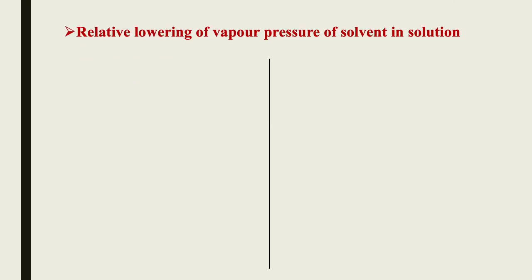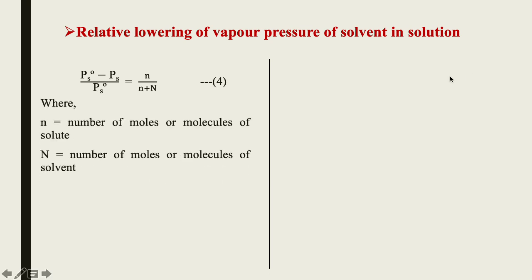Relative lowering of vapor pressure of solvent in solution. So (Ps naught minus Ps) divided by Ps naught equals n divided by n plus capital N. This we will consider as equation number 4, where small n is the number of moles or molecules of the solute, and capital N represents the number of moles or molecules of the solvent.